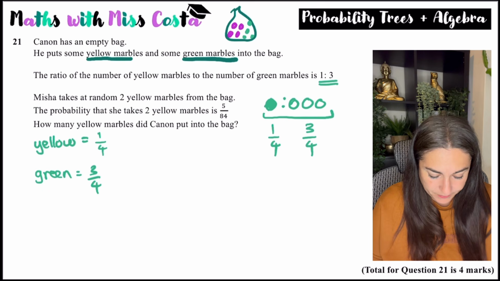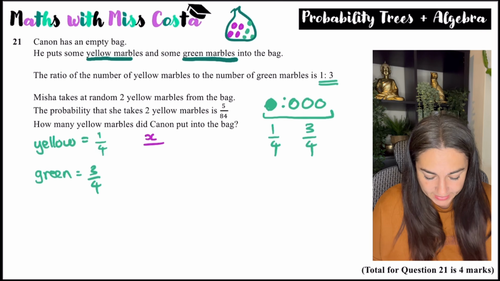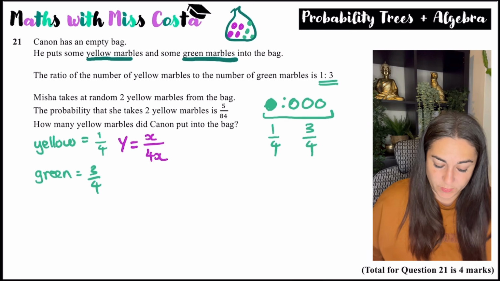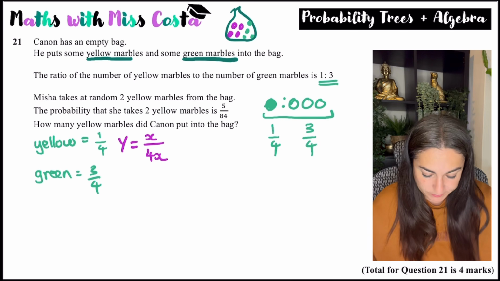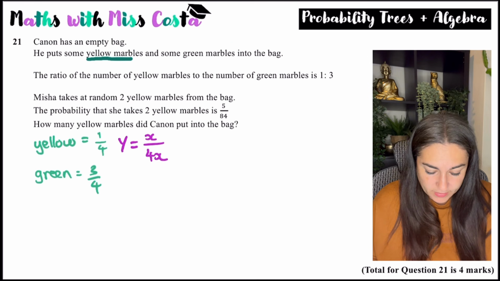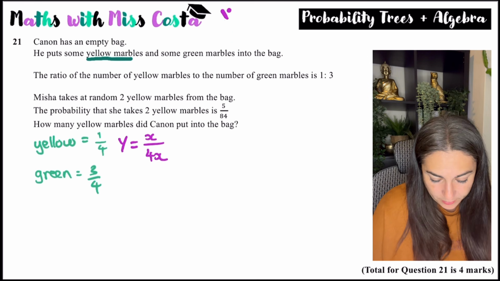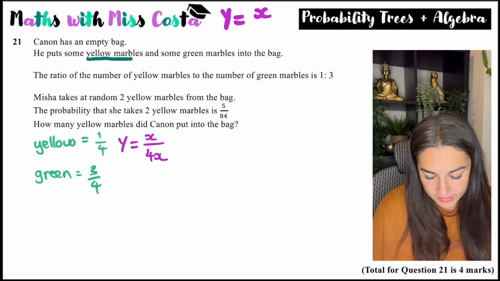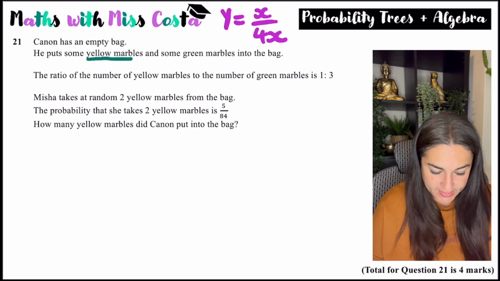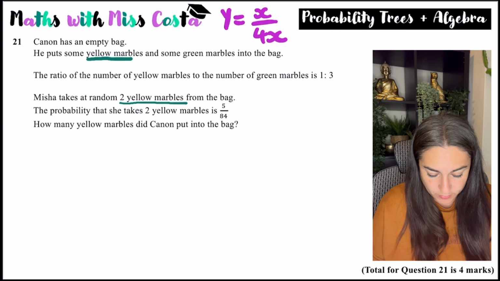So if whatever 1 lot is would be x, then whatever 4 lots of that would be 4x. So the probability of getting a yellow marble, the expression would be x over 4x. So let's keep that up here. So the probability of yellow would be x over 4x. So I'm now told that Misha takes at random 2 yellow marbles from the bag.